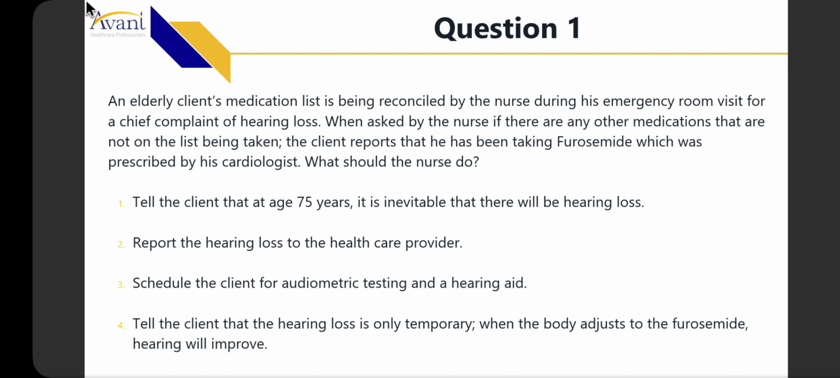Number three, schedule the client for audiometric testing and a hearing aid. Well, I don't know. What do you think about that one? He does have hearing loss, and it may be something that needs to happen at some point. But remember, what is the question? What should the nurse do? Is that the first thing the nurse is going to do? Is that appropriate at this time? No, not necessarily, right?